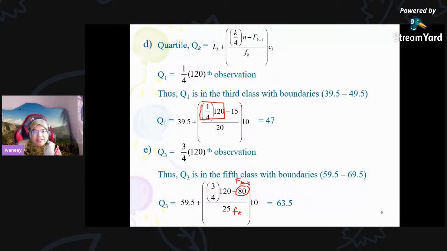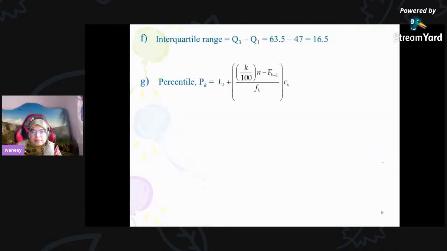Okay. So I already calculate the first quartile. I already calculate the third quartile. So now we have to calculate the interquartile range. The interquartile range is equal to Q3 minus Q1. So you simply take 63.5 and then you minus 47. So the value over here will be our interquartile range. Okay, so the value for your interquartile range is 16.5.